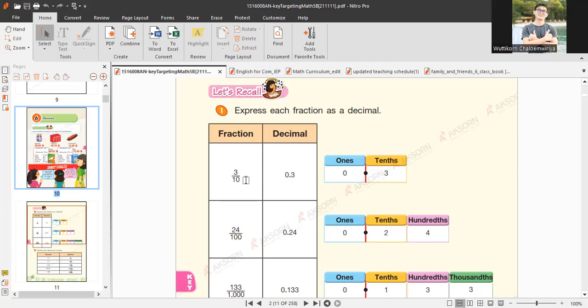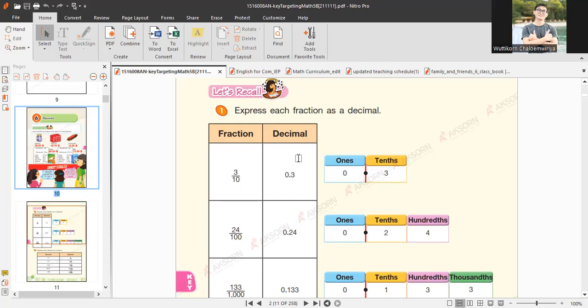Okay. So to read, 3 over 10. Pay attention here. Look at the right column, decimal. Because the denominator of the fraction is 10, I can convert it to a decimal. How? So here we have 3 as the numerator and 10 as the denominator.